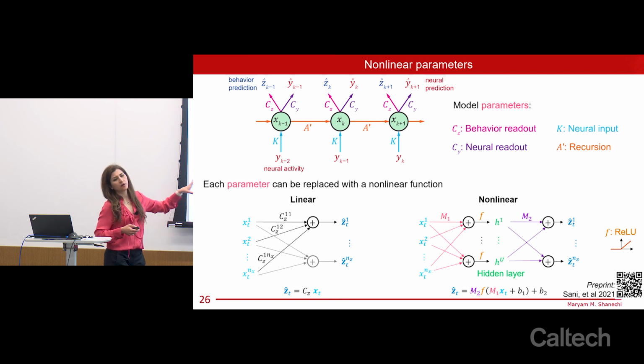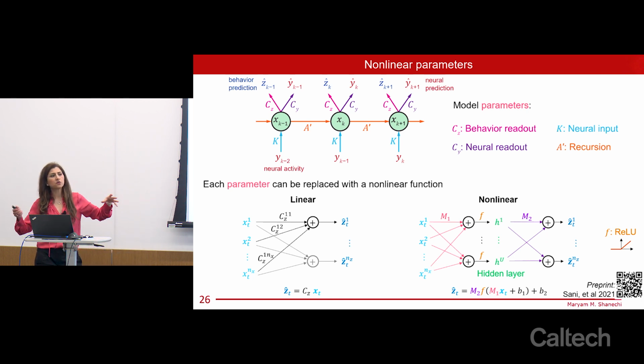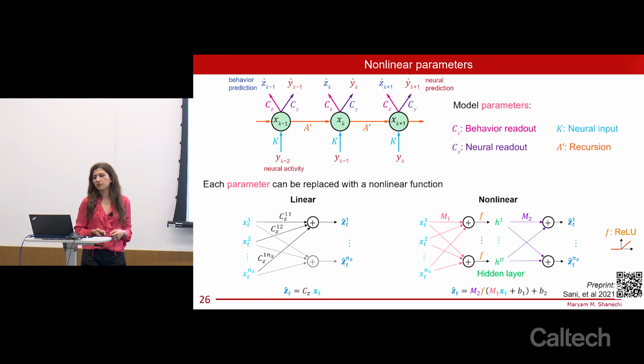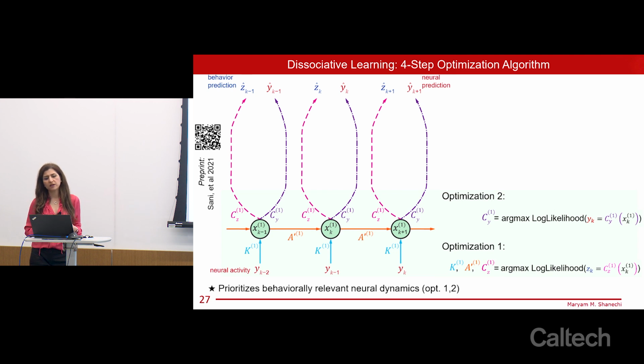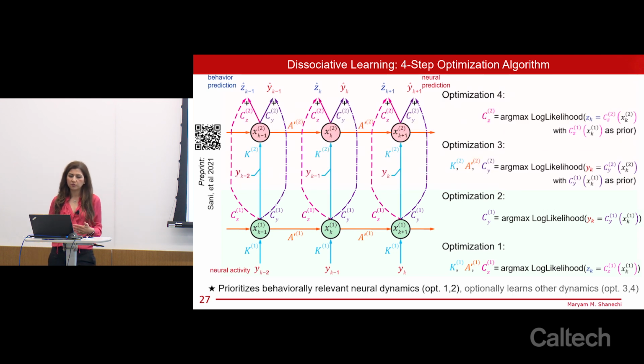Now, how do we learn the parameters of this RNN? That's the question. Using neural-behavioral data, and in a manner that we can now dissociate nonlinear behaviorally relevant dynamics. This is a 4-step optimization that can achieve this dissociation. In the first 2 steps, we optimize the log likelihood of behavior to get the behaviorally relevant dynamics, and in the last 2 steps, we optimize the log likelihood of neural activity to get the additional neural dynamics. So what I'm going to do is dig a little bit deeper into these optimizations and how they work, so that when you go to the notebook and practice with it, you roughly know what is happening.